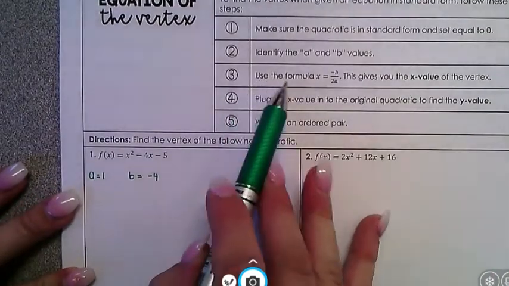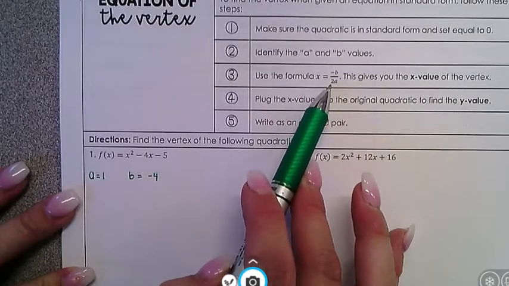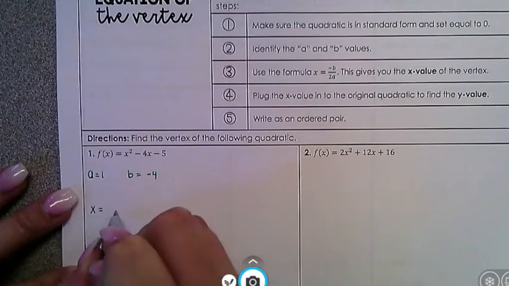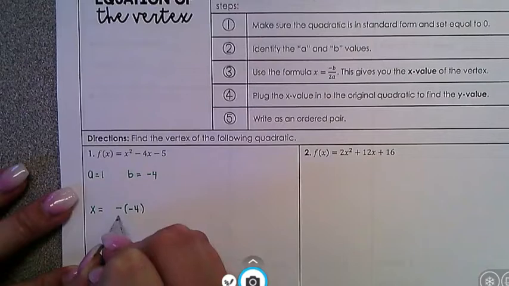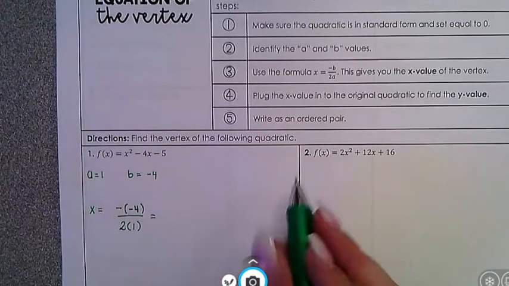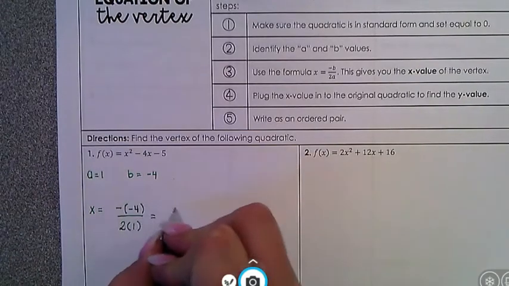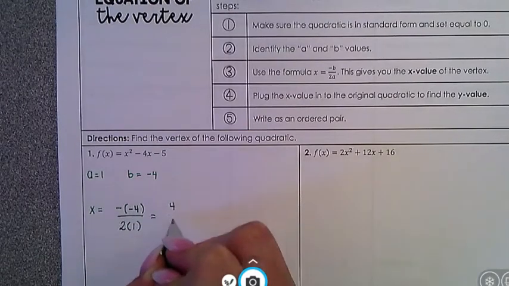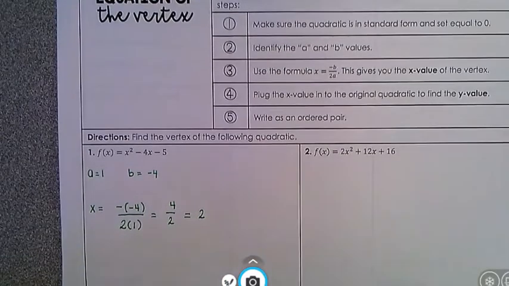Step 3, use the formula x equals negative b over 2a. This is going to give us the x value of the vertex. So negative, and then my b is negative 4, over 2 times 1. You can just type this in the calculator like this, but I'm going to take the steps out and work it out by hand. This would be a positive 4 over 2. 4 divided by 2 is 2.